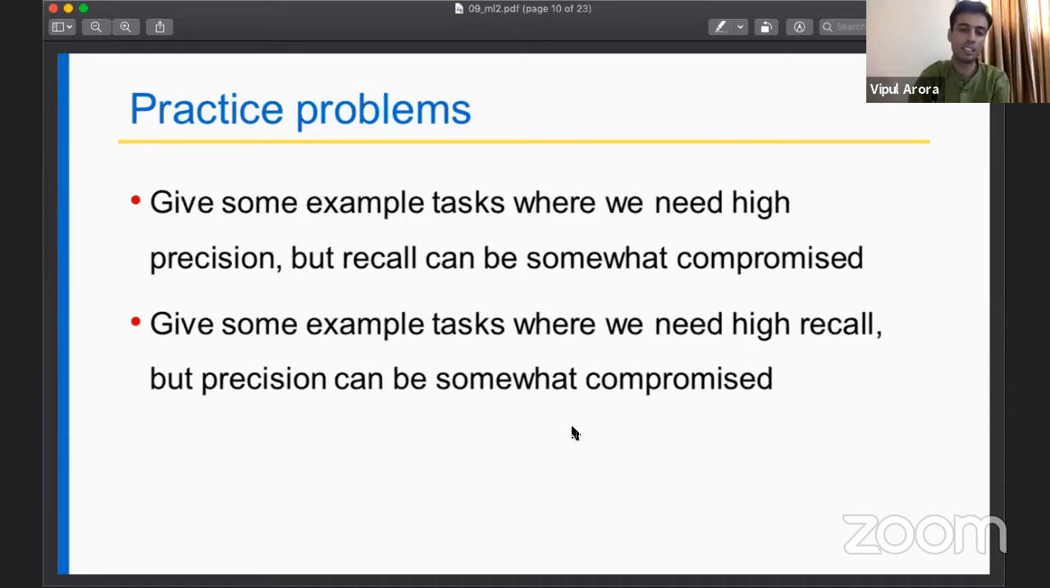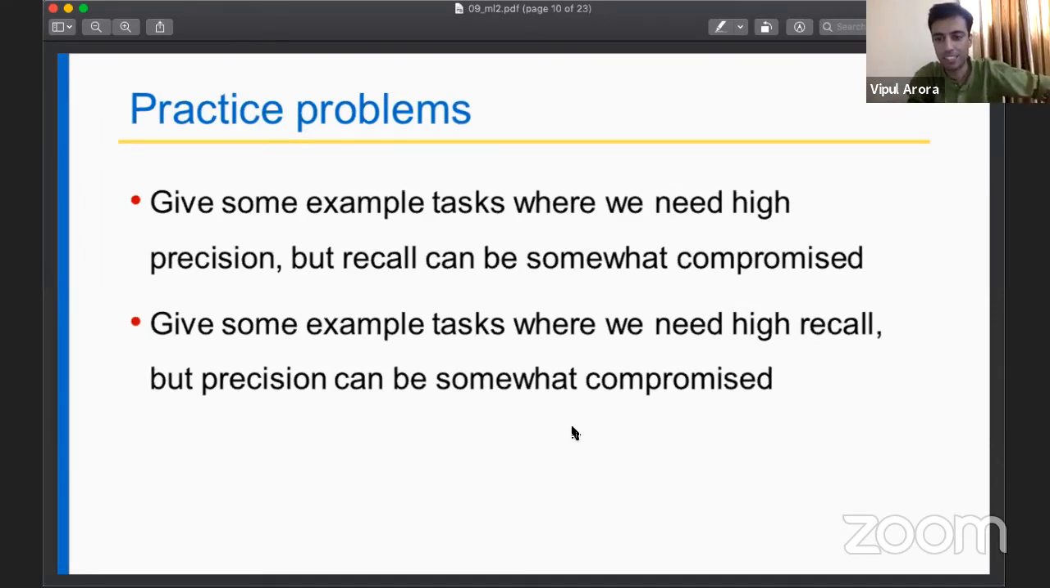And what will be the other example? I need high precision, but recall can be somewhat compromised. YouTube recommendations. I need high precision. See, these are detection problems. YouTube recommendation, can it be framed as a detection problem? I don't know.